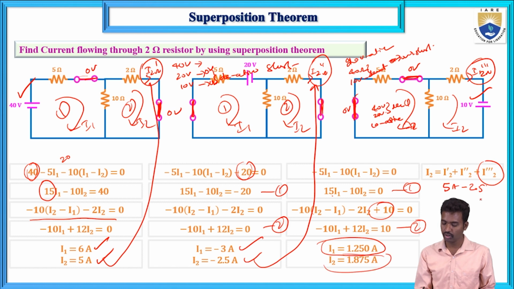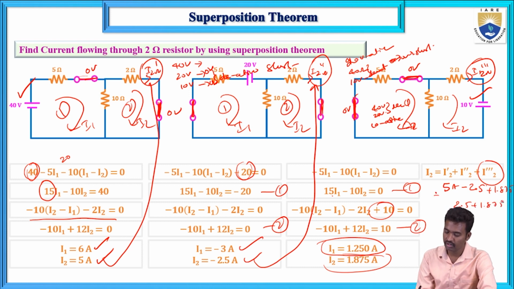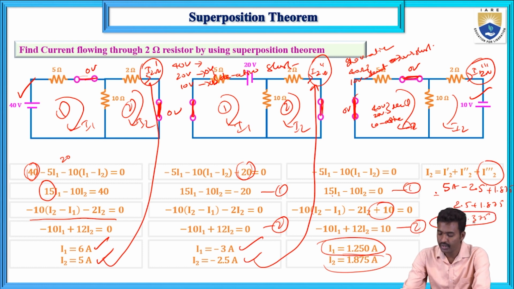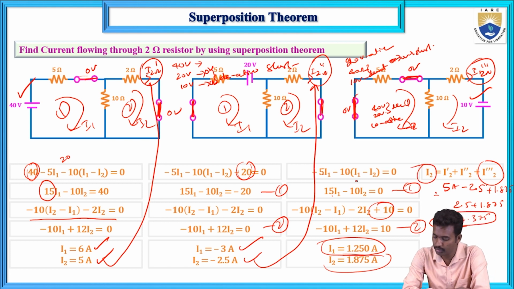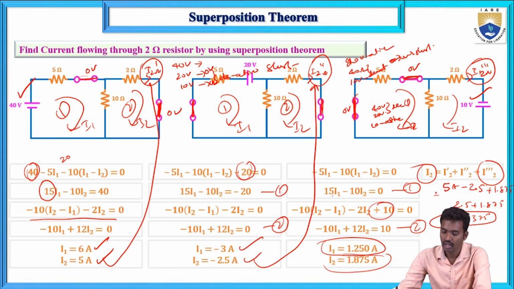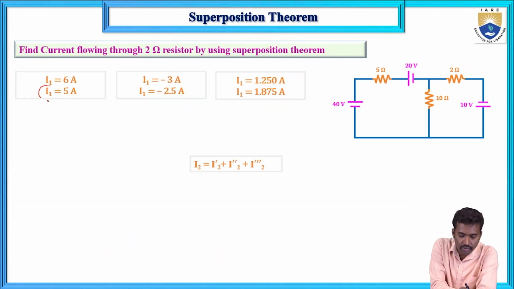this one is 1.250 and this one is 1.875. Now this value equals 2.5 plus 1.875, which equals 4.375. So this is the total response current according to the superposition theorem. Total response equals the sum of the individual responses. Now these three currents we need to add here.